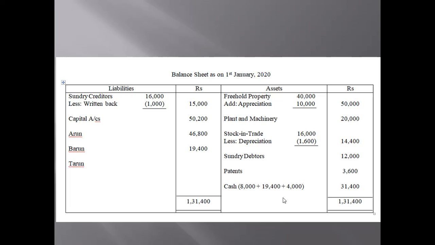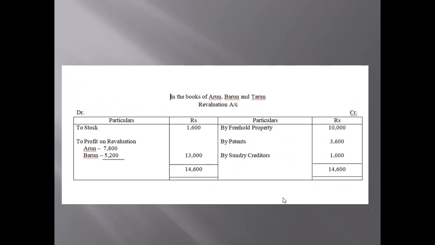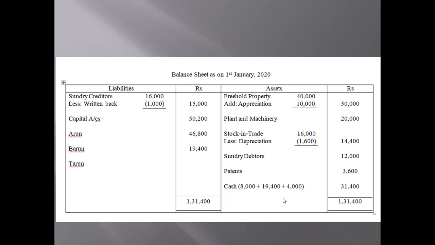Now look at sundry debtors one more time. 12,000. Is there anything given in the revaluation account about sundry debtors? Nothing is mentioned about sundry debtors. Write the amount directly. Okay. Now cash is there.